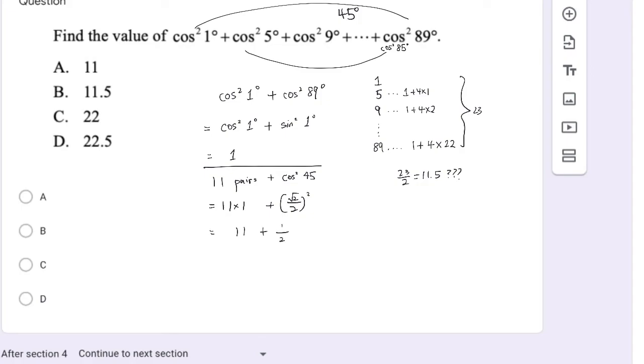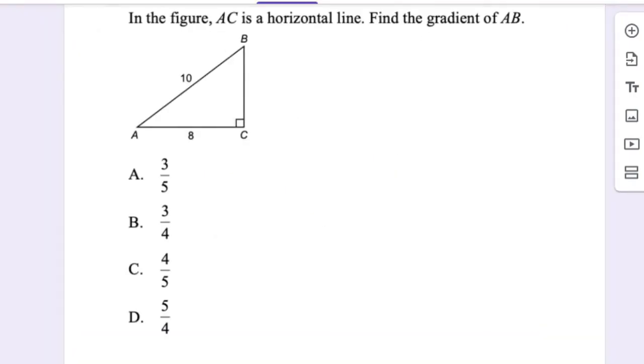So 11.5. When you are going to look for the gradients of AB, you are going to find out the tangent of this theta. So how to find this one? Using the Pythagoras theorem. So you know this is 6. So you have 6 over 8, which will be 3 over 4. So the answer will be B.